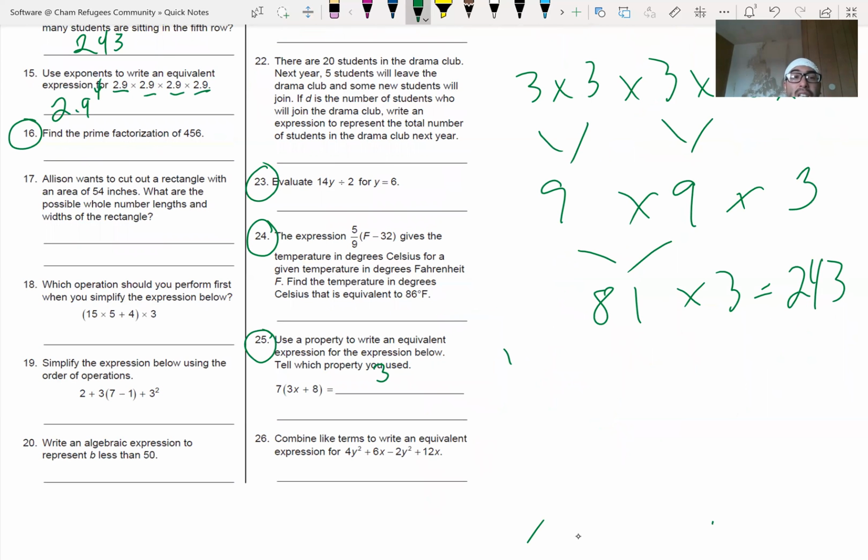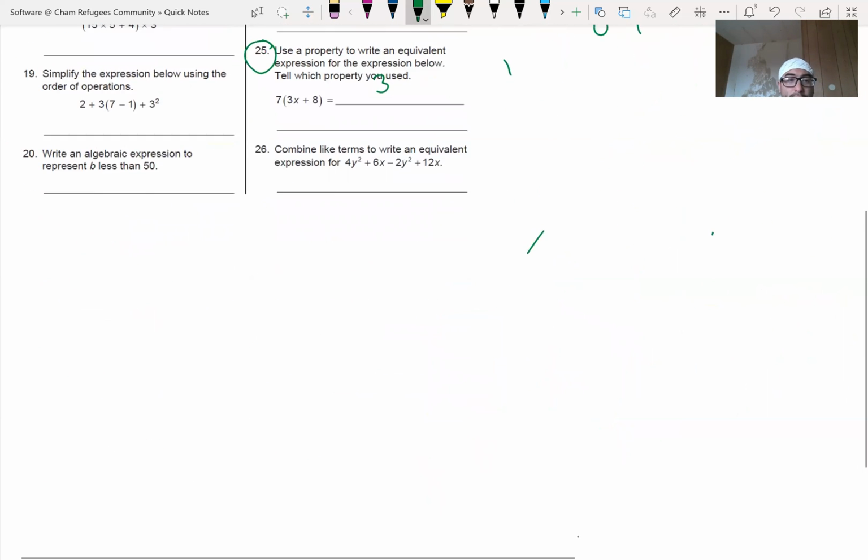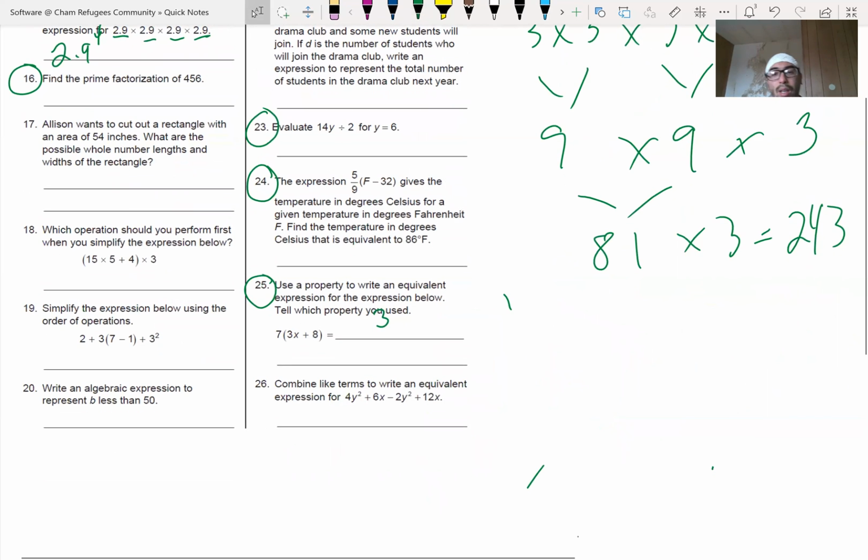Find the prime factorization of 456. Wow, this is a tough one that you guys are going to have to do, but I'll get you started.